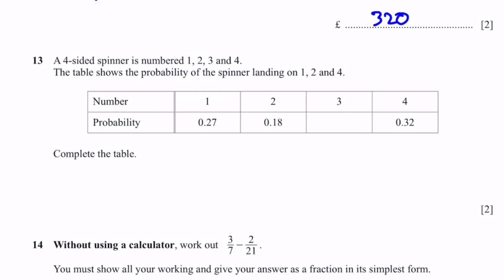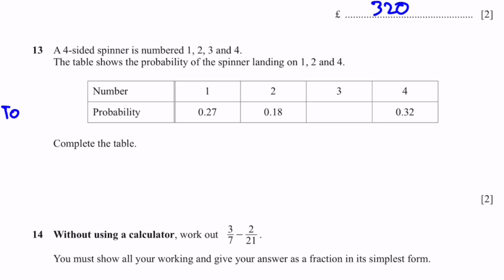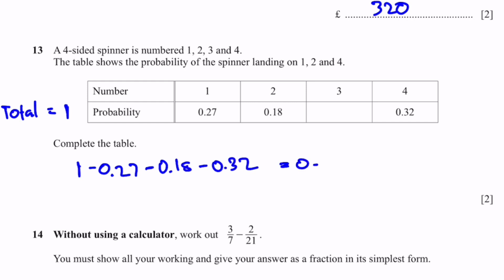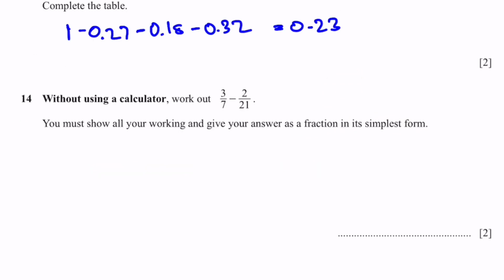Question 13. A four-sided spinner is numbered 1, 2, 3, and 4. Complete the table. So we need to know that the total probability is always equal to 1, which means we can subtract 1 minus 0.27 minus 0.18 minus 0.32. And we get the answer as 0.23, which is the last blank. The four-sided spinner has the chance of spinning the number 3 as 0.23. That's the answer.